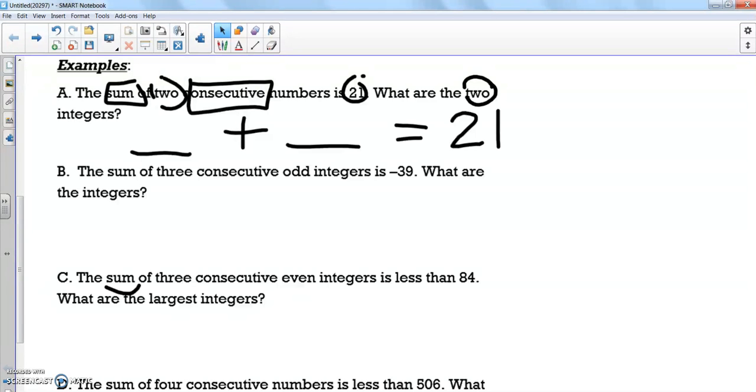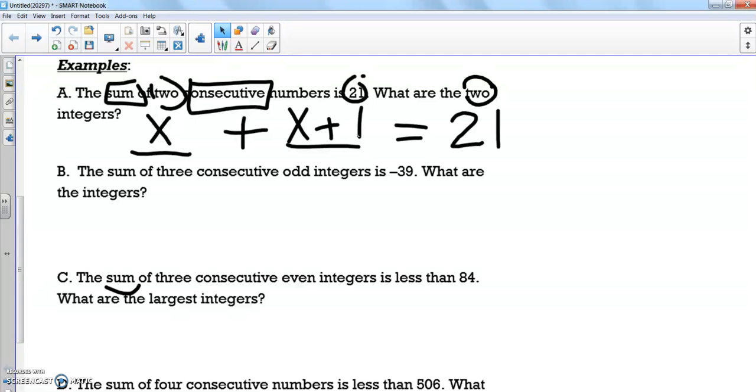So let's say the first number is x. We don't know what it is. It could be 5. So how would you get from 5 to the next number, which is 6? You would just take that number and add 1. So x plus x plus 1 equals 21. Those are two consecutive numbers.